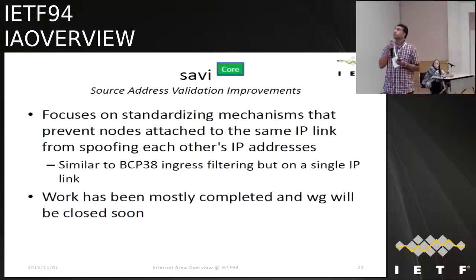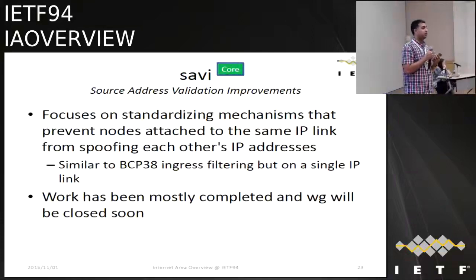Okay, next slide. So SAVI is another very interesting concept. It's kind of winding down, but I want to talk a bit about it. What has happened in v4 is that, let's say you get an IP address. Somebody could take your IP address on your link. They could steal your address by just sending an ARP message saying this IP address is now sitting at some other MAC address, so then they can steal all your traffic.